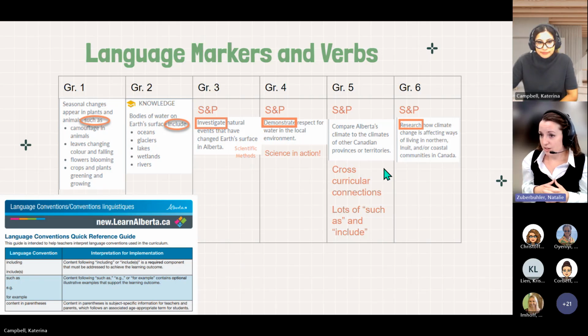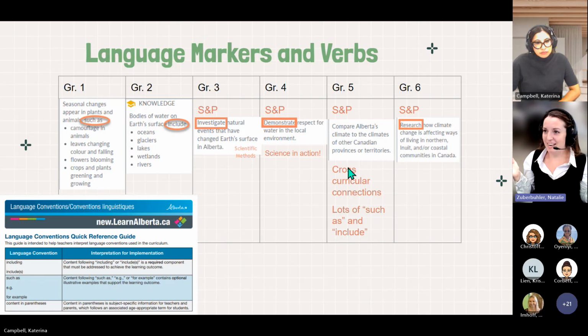There are lots of other things like cross-curricular connections you're going to see across all the grades, especially grades 2, grade 3, grade 4, and grade 5, and grade 6. There are opportunities for social studies and math data to come in. So when we see things like compare Alberta's climate to the climates of other Canadian provinces and territories, hey, Canadian provinces and territories, that's social studies. I can get a 2 for 1.